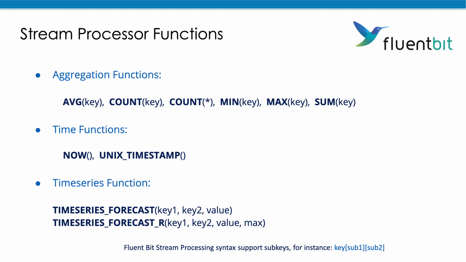I will show that to you in the demo, how we can use stream processing and these time series functionalities in general. One nice thing is that for stream processing, we support subkeys. Let's say that you have nested JSON. You can apply those computations on nested JSONs using what you have down the page: key, square brackets, subkey 1, square brackets, subkey 2, if you have a nested JSON of depth 2.